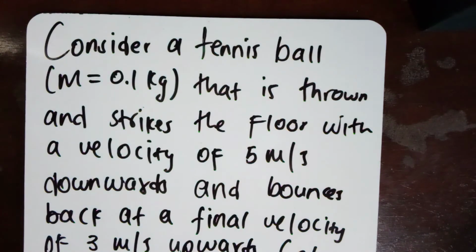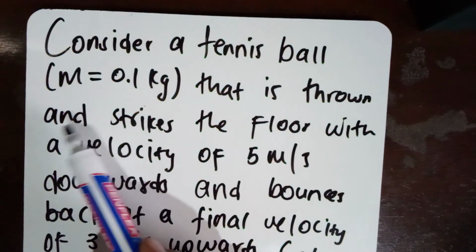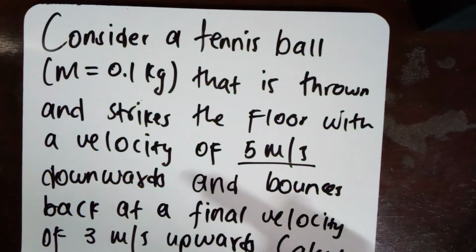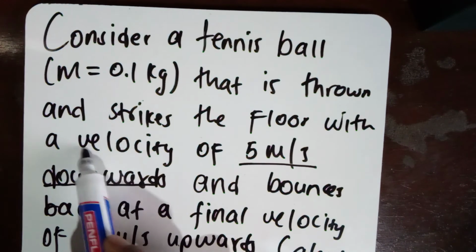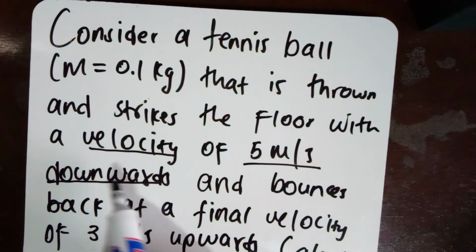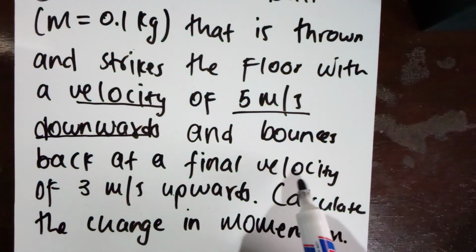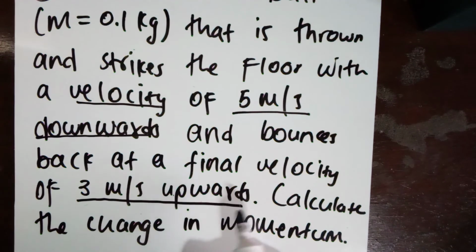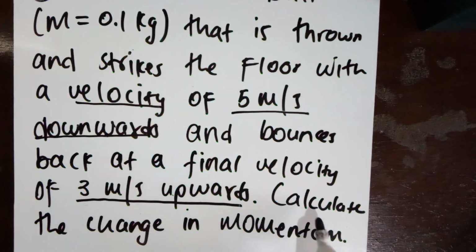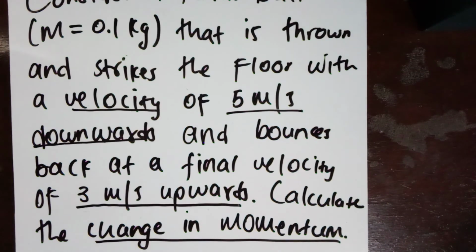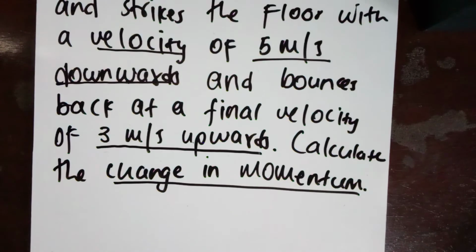Okay, so we have a question here. They say, consider a tennis ball with a mass of 0.1 kg that is thrown and strikes the floor with a velocity of 5 meters per second. And they say it's downward. So because velocity is a vector, they also have to include the direction. And it bounces back at a final velocity of 3 meters per second upwards. And then the question wants us to calculate the change in momentum. So how do we go about doing that?